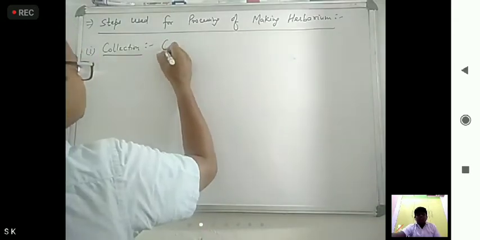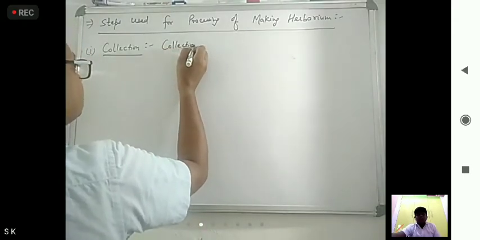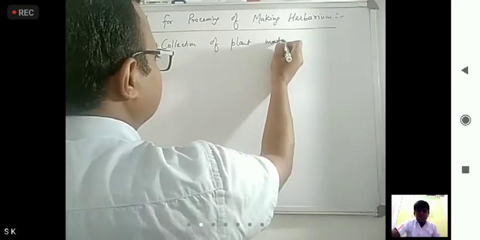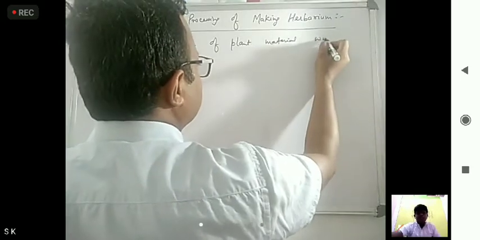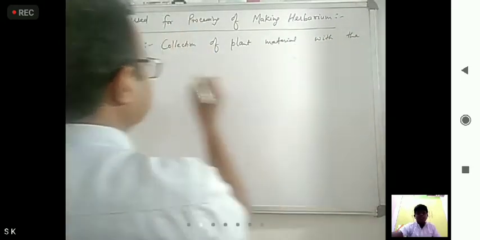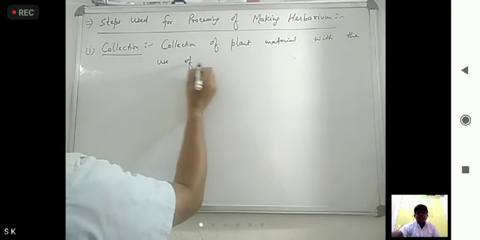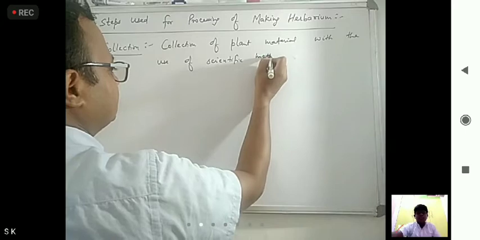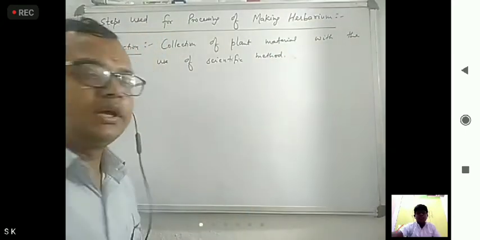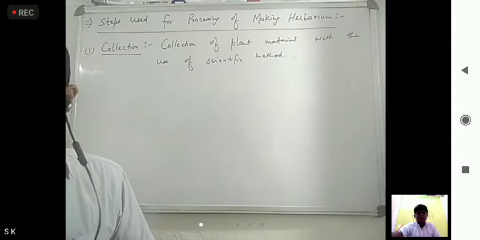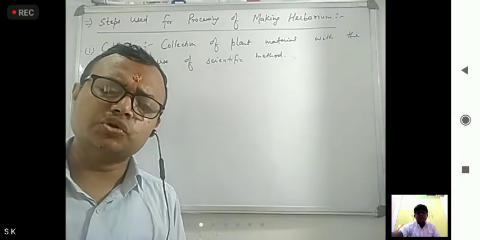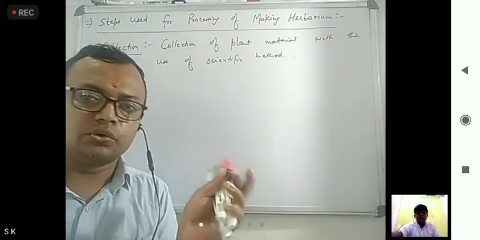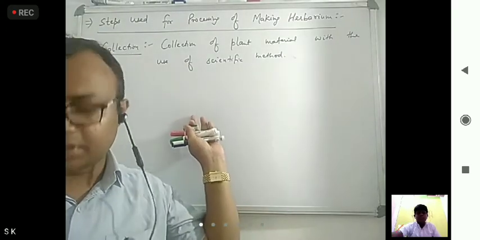So collection of plant material with the use of a scientific method. Okay, so first step is what? Collection. Now many tools are also used, like diggers and scissors, but we will not go into that. So first step is collection.